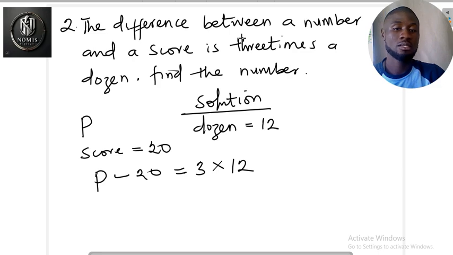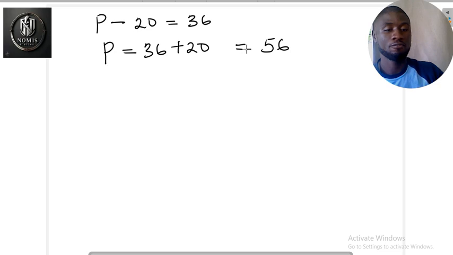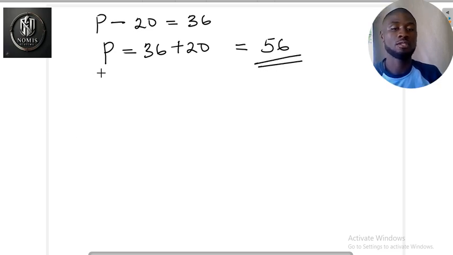Remember that the question is asking that we should find the number. So the number is 56. The value of P is 56.